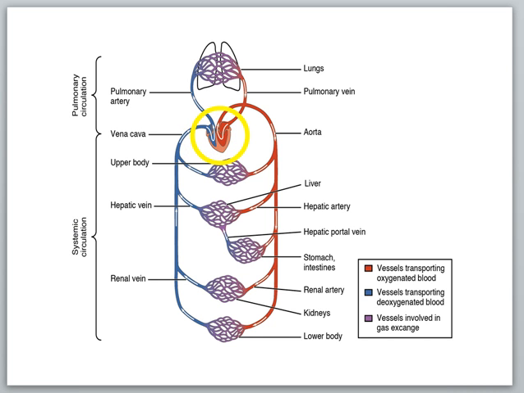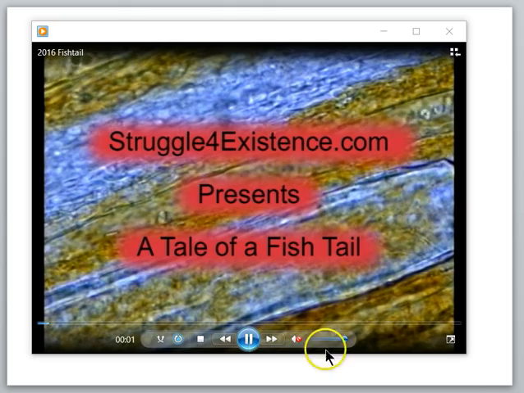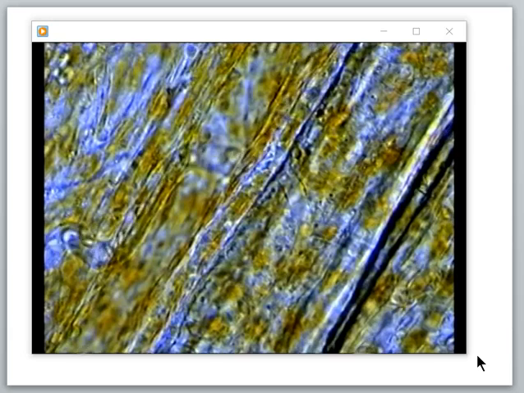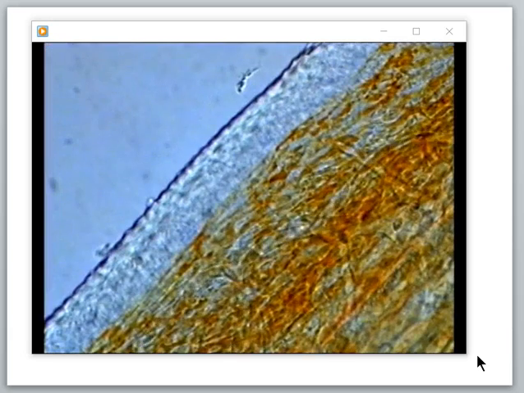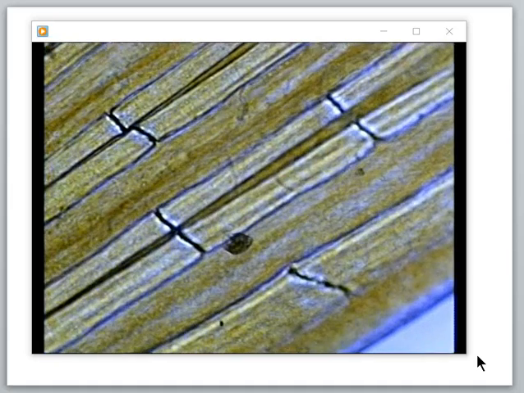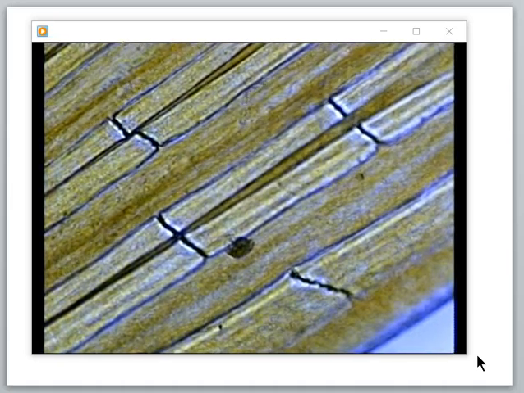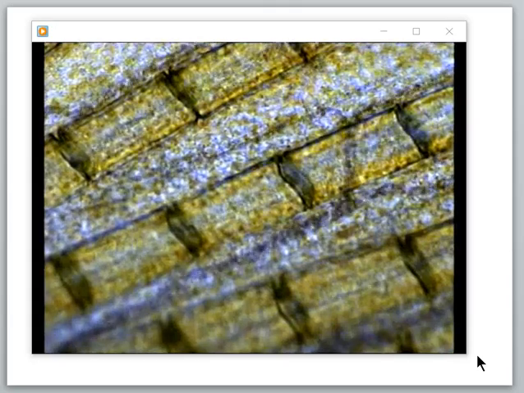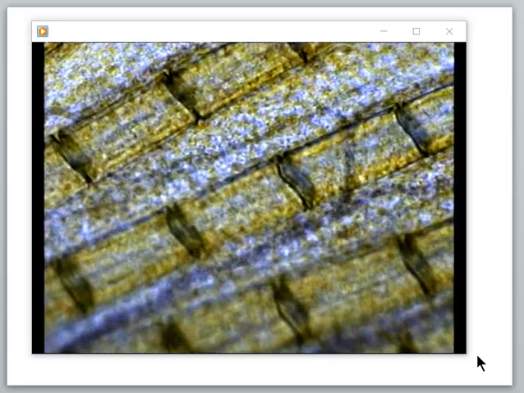So to see some of this in kind of real-time footage here, we're going to take a look at a goldfish tail put under the microscope, and we'll see some blood vessels with blood moving through them. Now what you're seeing here then is the movement of blood through blood vessels in a living goldfish tail. So the goldfish was momentarily put on the microscope, and the tail was slipped under the objective lens of the microscope, and we can see blood vessels with blood moving through them.